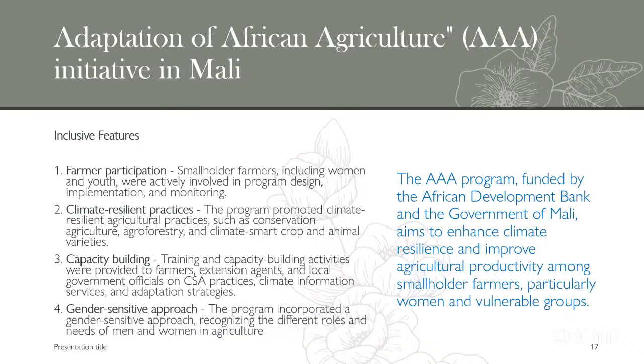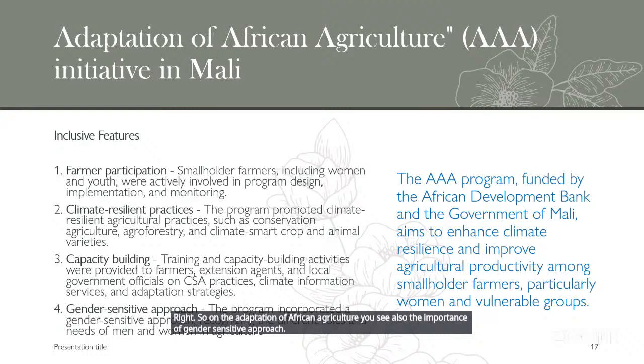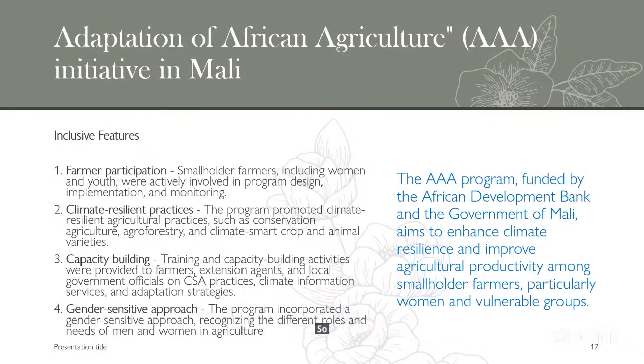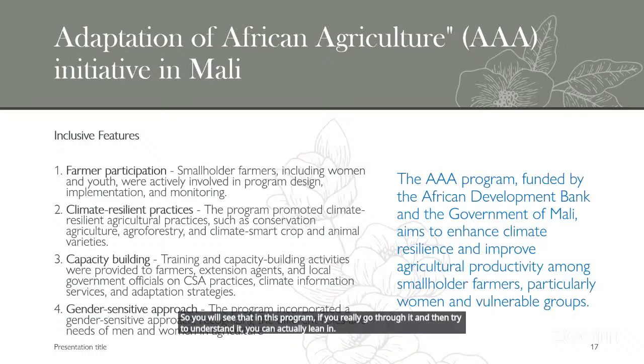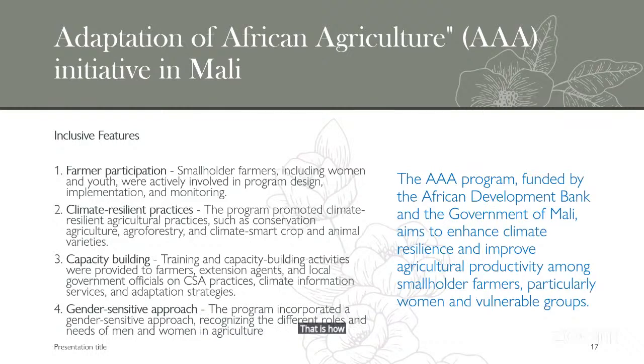Right. So on the adaptation of African agriculture, you see also the importance of a gender sensitive approach. The program incorporated a gender sensitive approach, recognizing the different roles and needs of men and women in agriculture. So if you really go through this program and try to understand it, you can actually learn a lot. When you get back to your places and want to formulate policies, it will really help to guide you, because you learn from others so that you don't repeat the same mistakes they experienced during the launching of their own programs. That is how we improve our systems. So I go to the next case study.